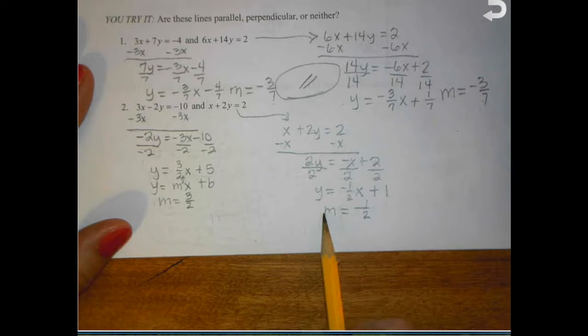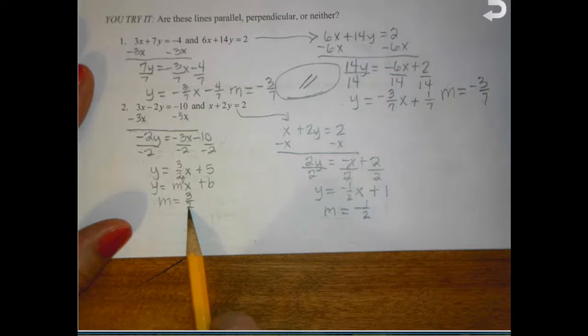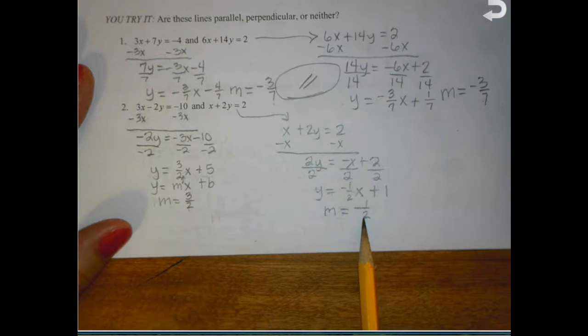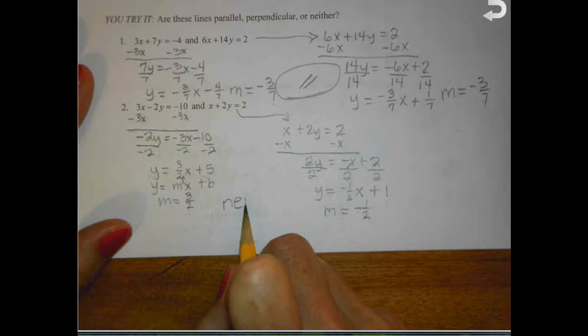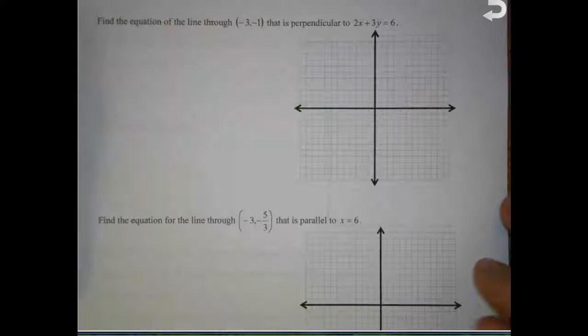Now if I compare my two slopes, I have 3 halves and negative 1/2. They are opposites because this is negative and this one's positive, but 3 halves and 1/2 are not reciprocals. So this is neither parallel nor perpendicular.